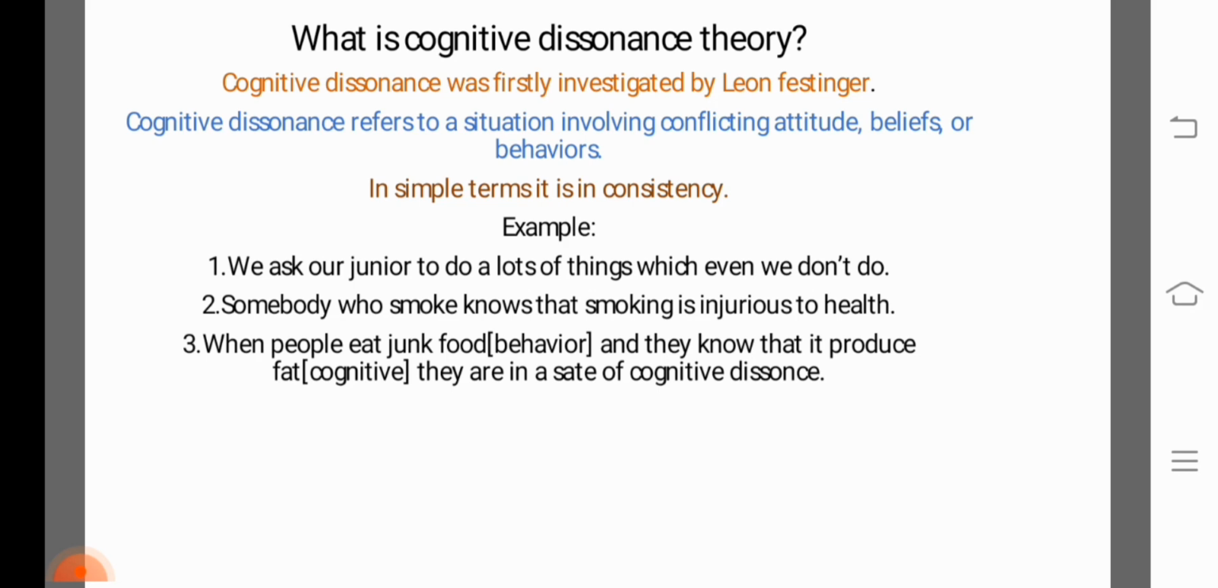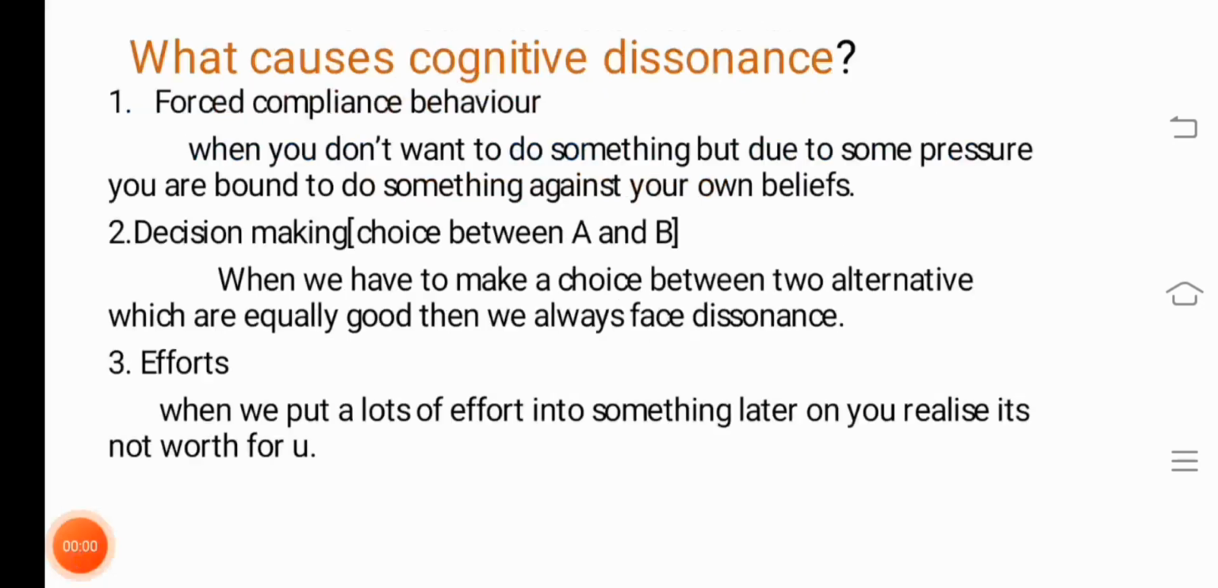Similarly, another example: somebody who smokes knows that smoking is injurious to his or her health, yet he or she smokes. That is a situation of cognitive dissonance. Similarly, when people eat junk food and know it produces fat, he or she still eats junk food because of his or her behavior.